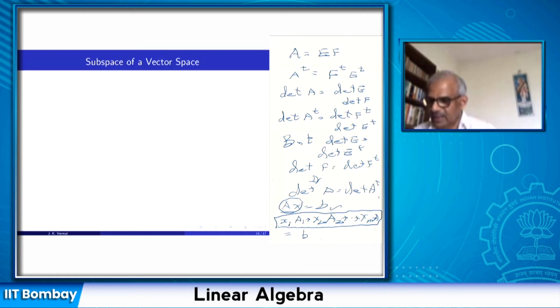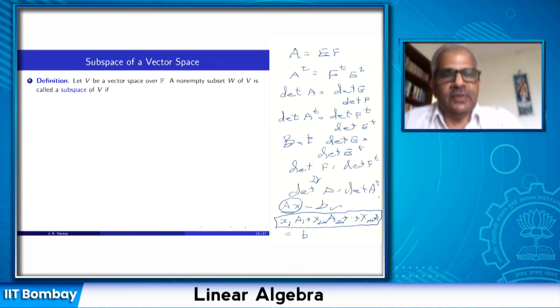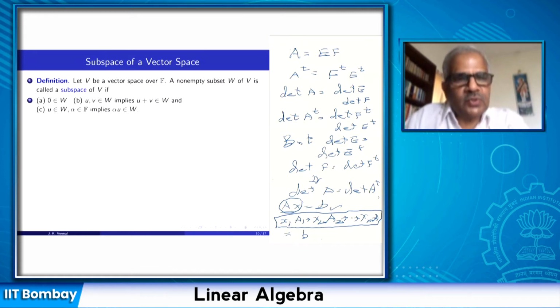Let us look at the concept of a subspace of a vector space. Let V be a vector space over a field of scalars. A non-empty subset W of V is called a subspace if the following properties hold: the zero vector belongs to W, and if u and v are in W, their sum is in W, and W is closed with respect to scalar multiplication. So W is closed with respect to addition and scalar multiplication, the zero vector of V belongs to W, and W is a subset of V. Then W is called a subspace.